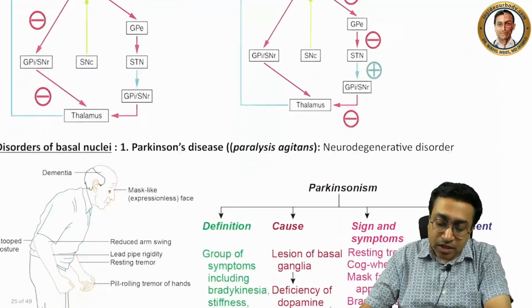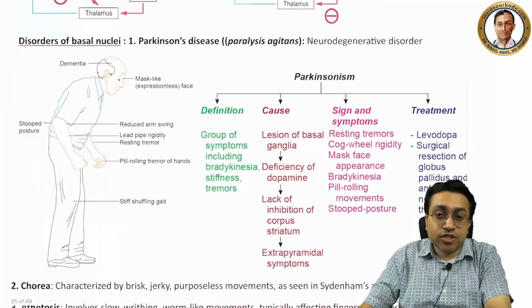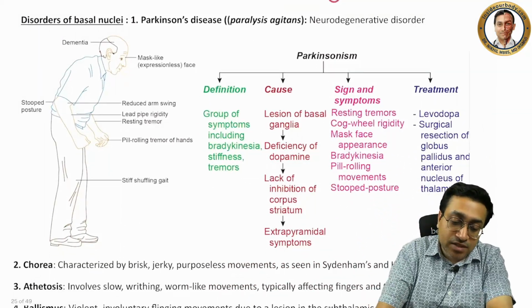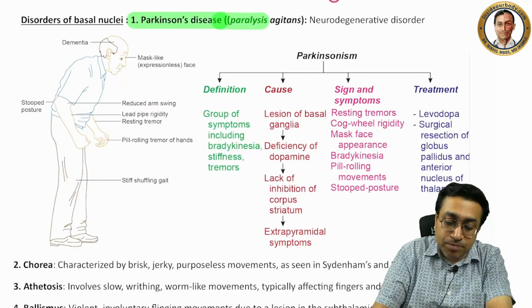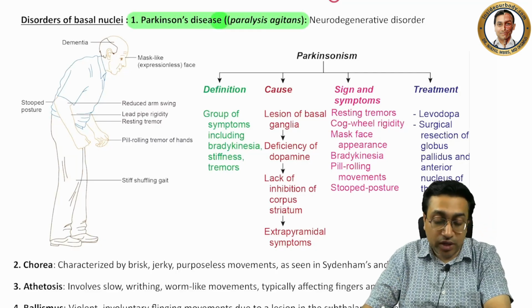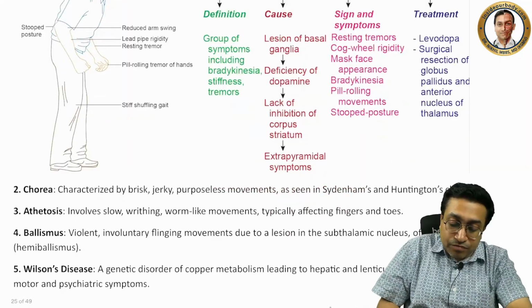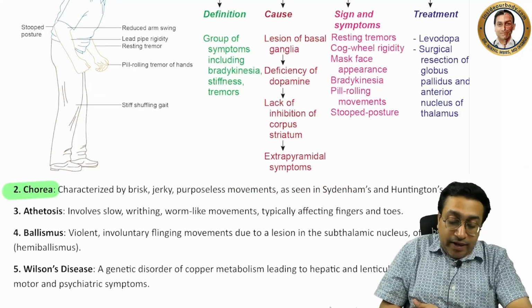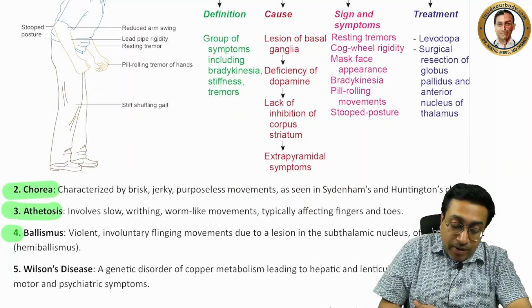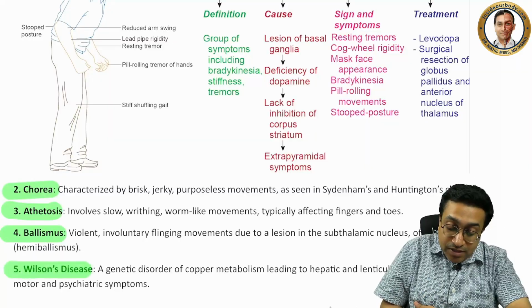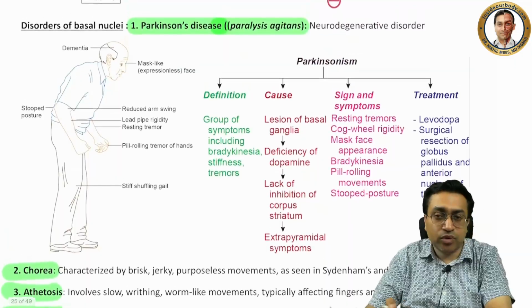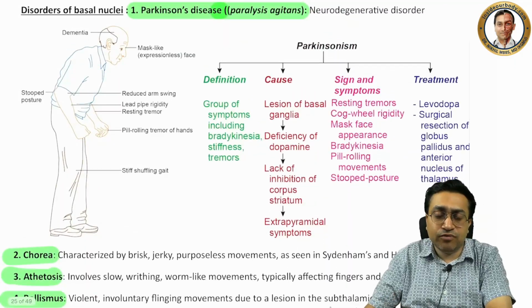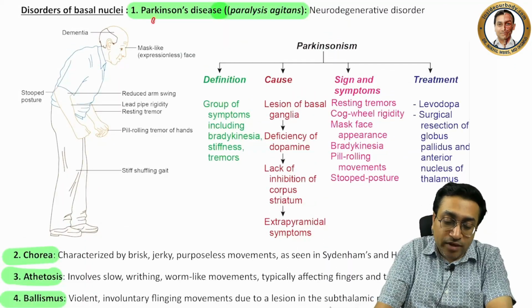Okay, now see the disorders. The first one which you can see is Parkinson's disease, also known as paralysis agitans. Okay, then you have chorea, athetosis, Hemiballismus and Wilson's disease. Okay, I have put everything in one place so that you remember, and only the key points, not too much lengthy information. Okay, so as you know, Parkinson's disease is a neurodegenerative disorder.